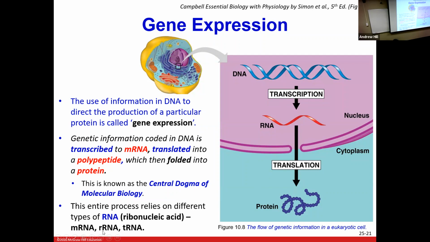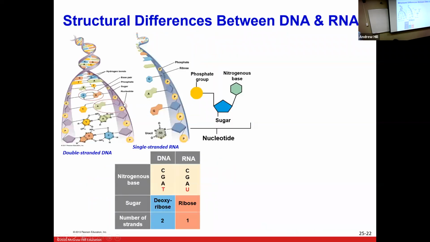We're going to talk about ribosomal RNA, right? This makes up ribosomes together with protein. We're going to talk about that later. And then there's yet another kind of RNA called transfer RNA. Okay, so we're going to talk about all three of those today.